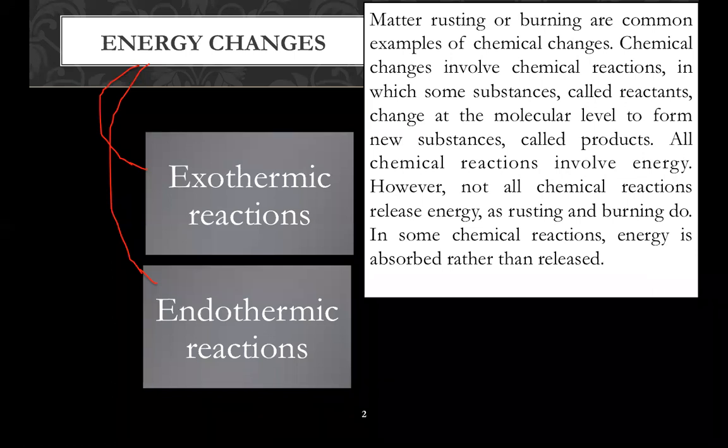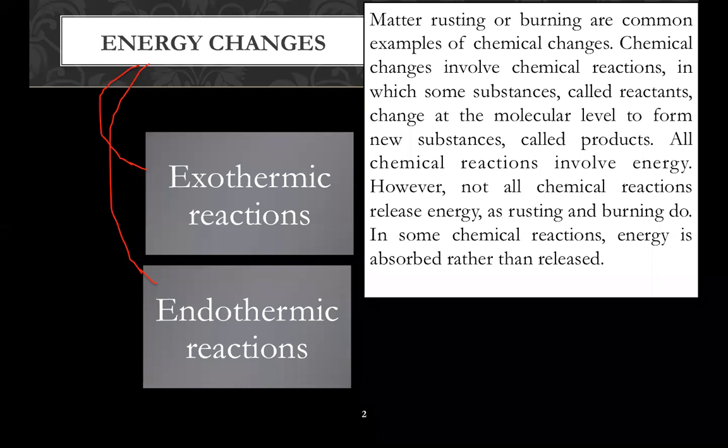Got it? So as you can see from the slide, matter rusting or burning are common examples of chemical changes. Chemical changes involve chemical reactions in which some substances called reactants change at a molecular level to form new substances called products, and all those chemical reactions involve energy. However, not all chemical reactions release energy as rusting and burning do. In some chemical reactions, energy is absorbed rather than released. For example, in cooking. Cooking is also a kind of chemical reaction.